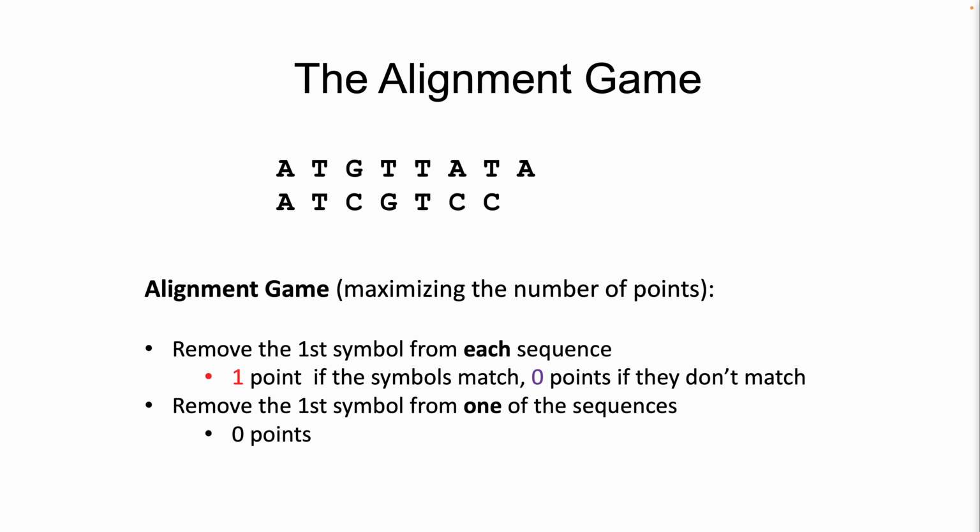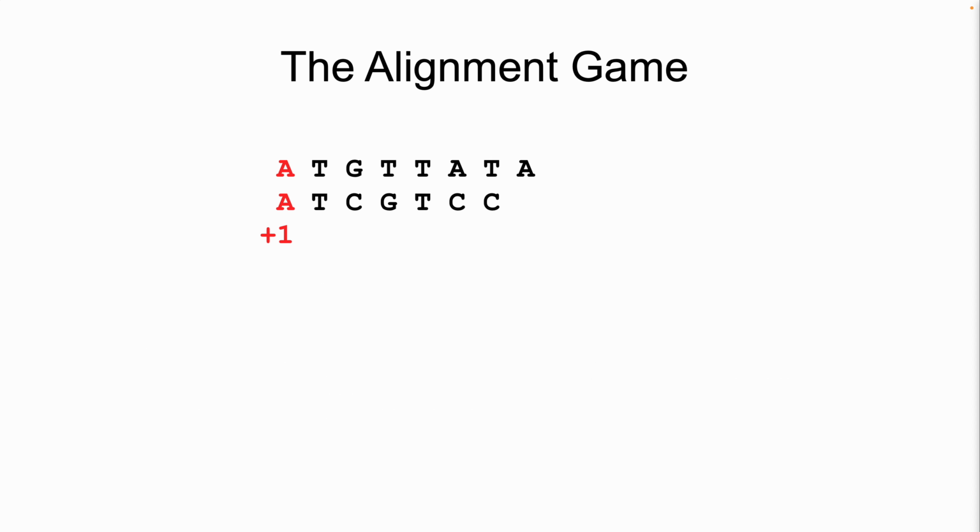So the alignment game. I took that title straight out of the textbook, that Intro to Algorithms textbook. The game is to maximize the number of points, and you get a point if you match at the position, right? So if you think about how we align these two sequences, you get a point because the first position is a match. You get another point because that one is a match.